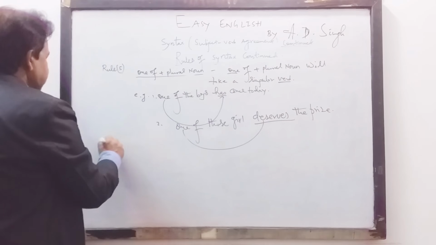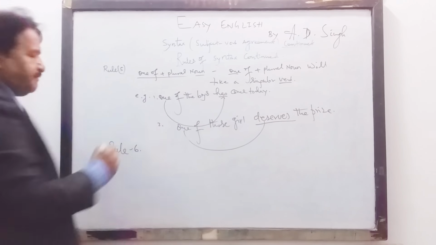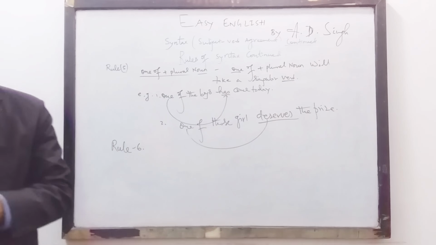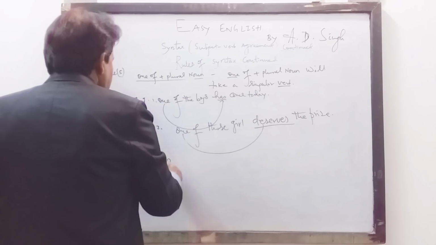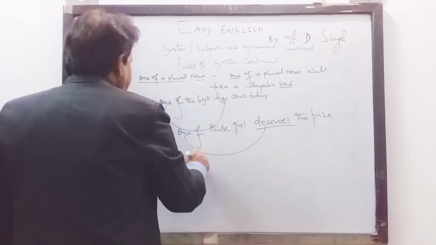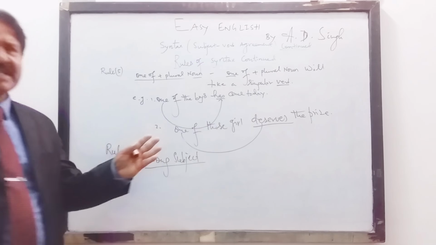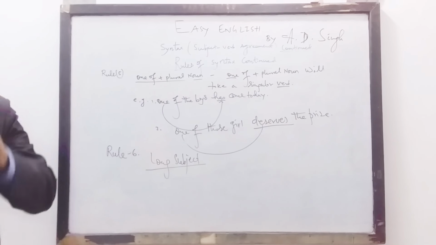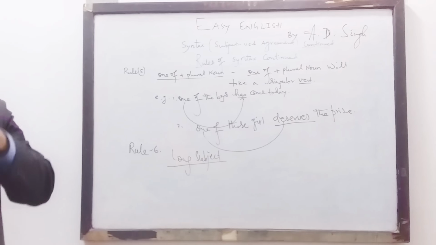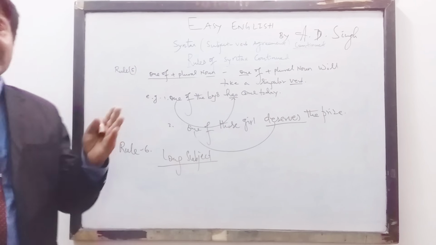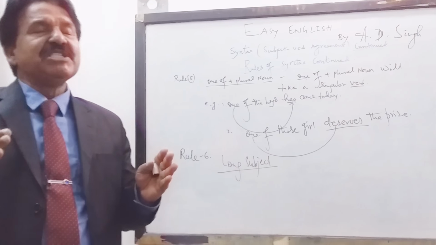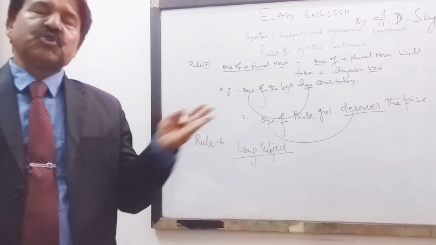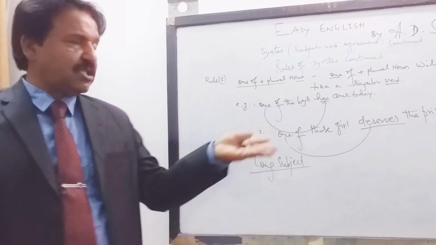Now, rule number 6. Let us go to rule number 6. What is rule number 6? Yes, rule number 6 states long subject. If a subject has a group of words, or rather we can say a class or long group of words, then we will decide whether the subject is singular or plural. So the verb will agree with the main subject.